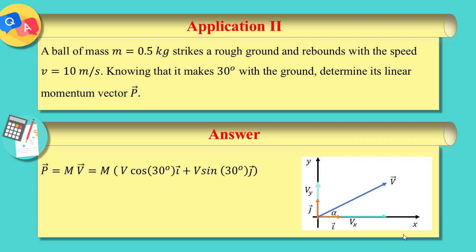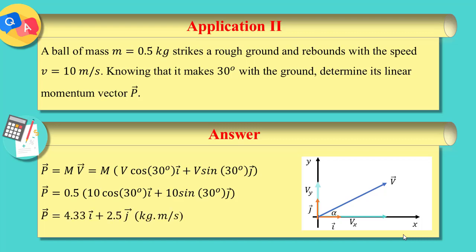The projection of the velocity vector is V cosine 30 degrees I along x, because Vx is adjacent to alpha, plus V sine 30 degrees J, because Vy is opposite to alpha. Replace m, v, and alpha by their values. We will get the linear momentum vector as 4.33 I vector plus 2.5 J vector, and it is expressed in kilogram meter per second. Don't forget to write the unit all the time, even if you are studying the vector, just put it in brackets.